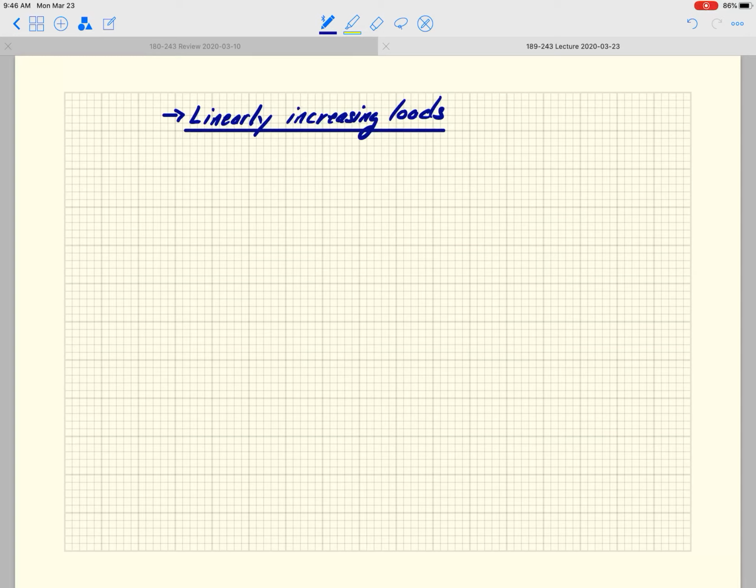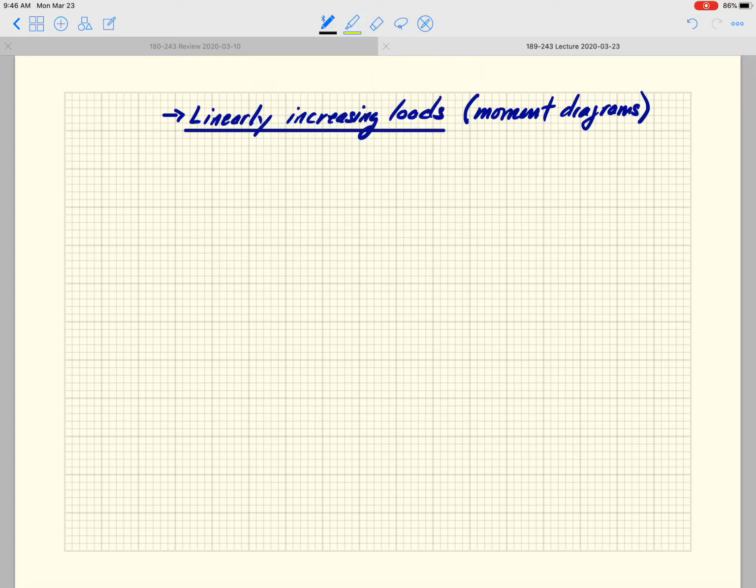So the first topic we're going to deal with is linearly increasing loads, and here we are back to moment diagrams. We actually have two topics left to discuss with moment diagrams. It's this one, and then what happens when we incorporate a release.